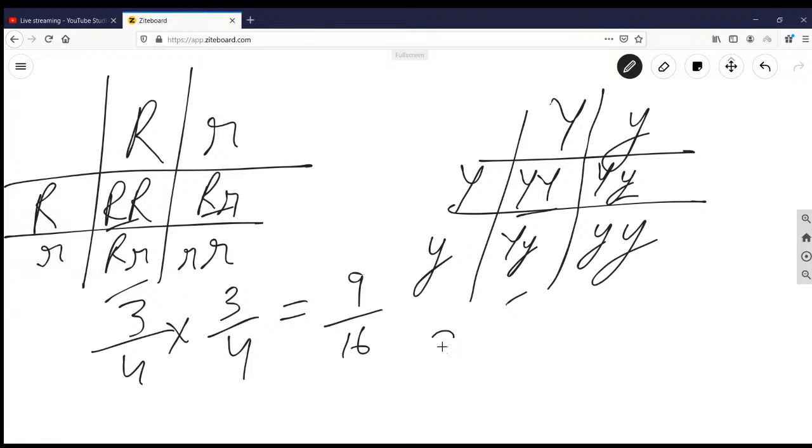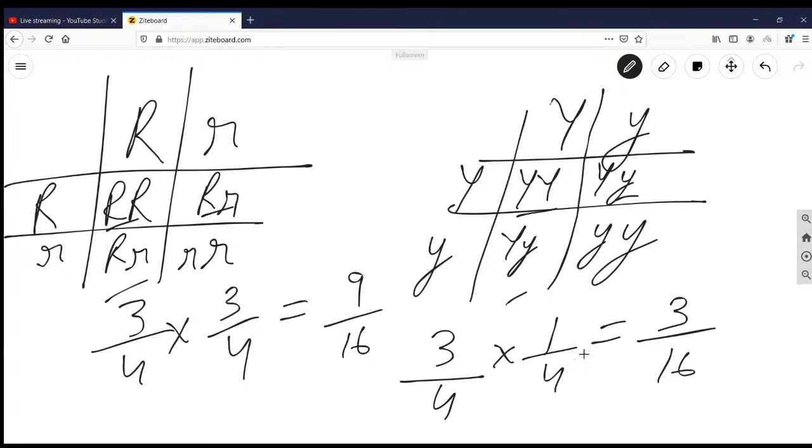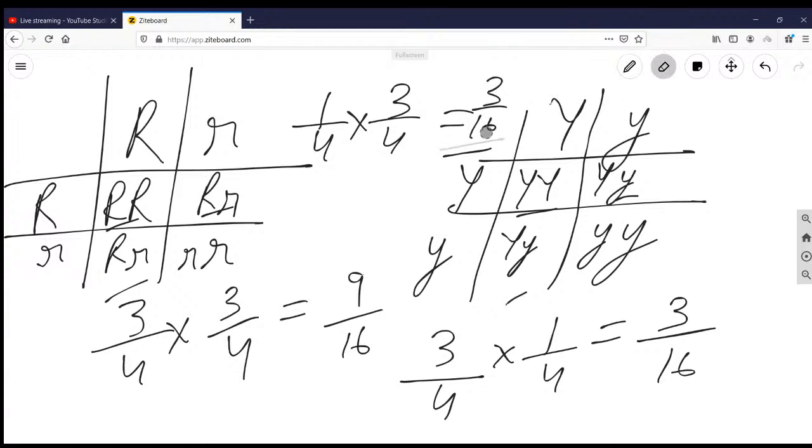So 3 by 4 again is round, but green is only this one. So into 1 by 4, again it will be 3 by 16. Same way, if you consider yellow and wrinkled, wrinkled is only 1 by 4, yellow is 3 phenotypes, 3 by 4. That will again become your 3 by 16, which is again the correct answer, right?